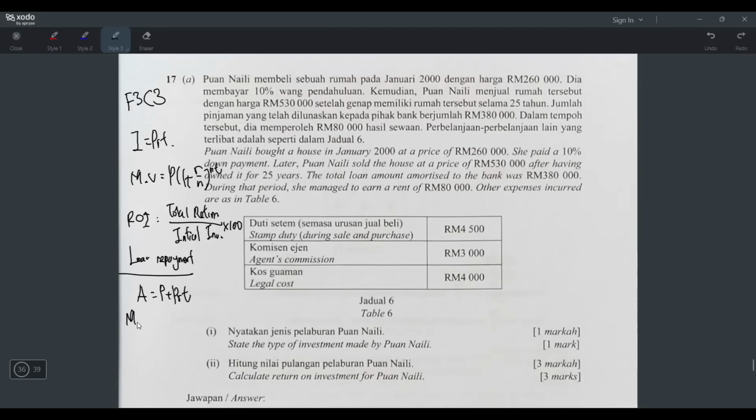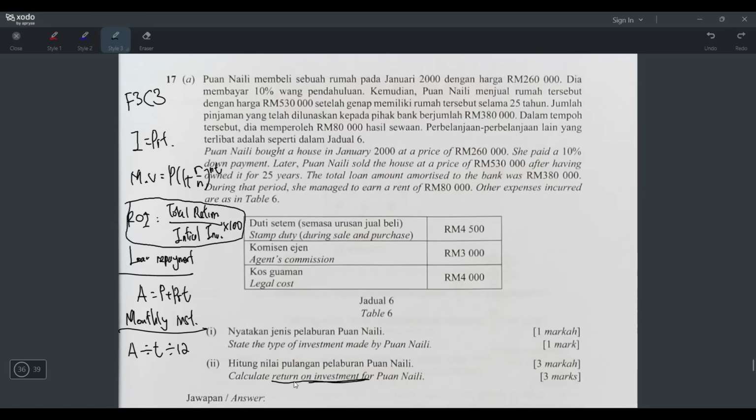Okay, so if you want to find the monthly installment, the monthly payment, just take the A, divide with T, which is the years, and then divide 12. Okay, this is just the rough idea to tell you what you have to study for your SPM. So all of this you learn in Form 3 chapter 3. But let me tell you, for this question we will only be doing this, only for the ROI.